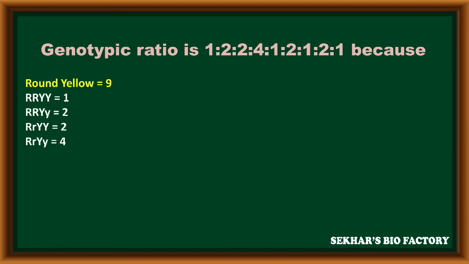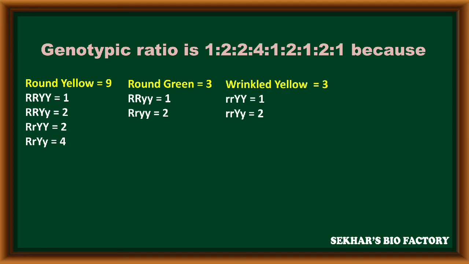the round yellow combinations phenotypically are 9. In this, capital R capital Y is equal to 1, capital R capital Y small y is equal to 2, capital R small r capital Y is equal to 2, capital R small r capital Y small y is equal to 4. Totally 9 individuals. Round green phenotypic individuals are 3. In this, capital R capital R small y is equal to 1, capital R small r small y is equal to 2. Totally 3 combinations.